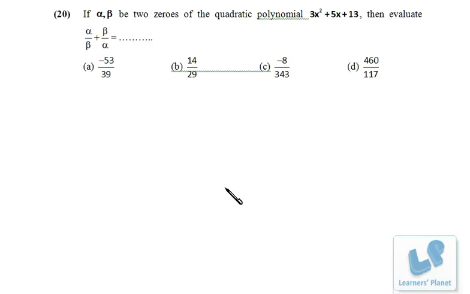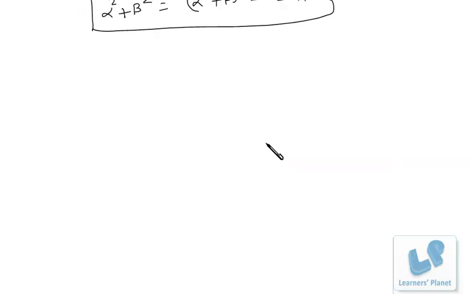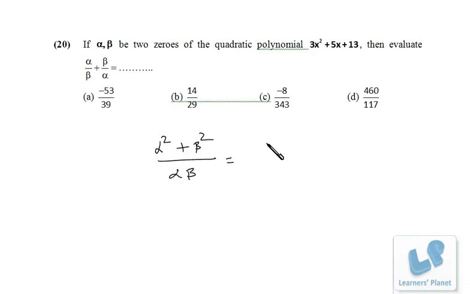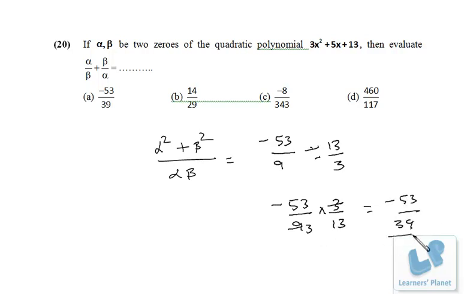Now friends, for the same quadratic polynomial, we have to find the value of alpha by beta plus beta by alpha. Suppose I take the LCM, I will get alpha square plus beta square by alpha beta. We have just calculated the value of alpha square plus beta square as minus 53 by 9, right? So I put that value, minus 53 by 9, divided by alpha beta, which is 13 by 3. So what will I get? 3 by 13, and the 9 becomes 3. So it's minus 53 by 39. Right? I hope you are getting me.